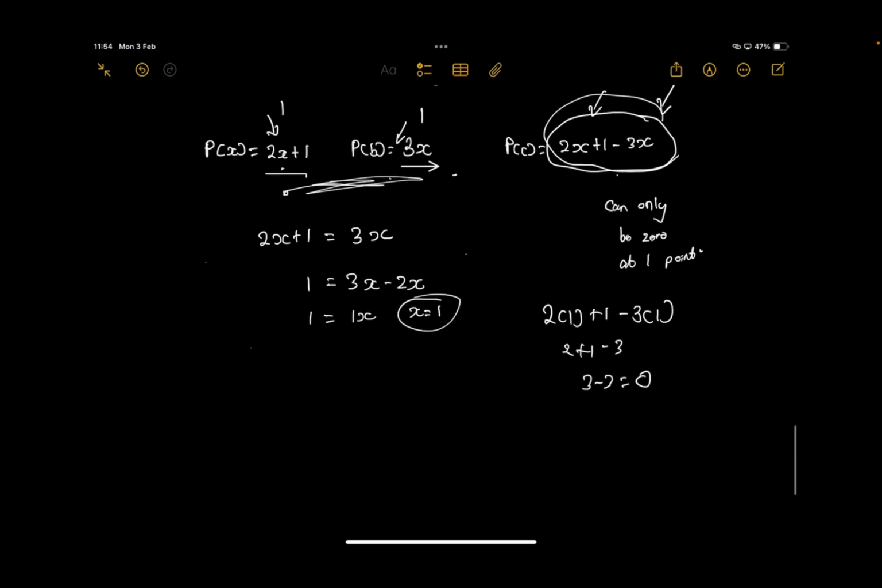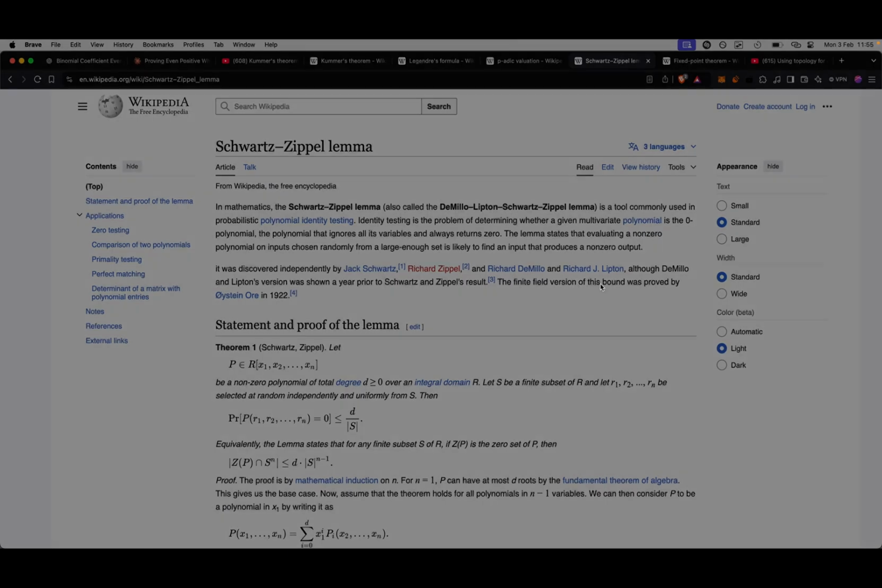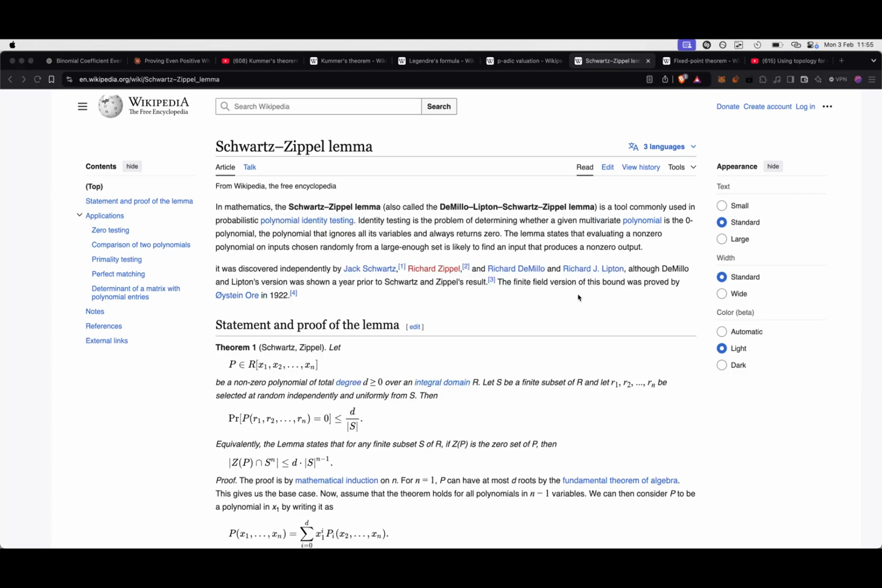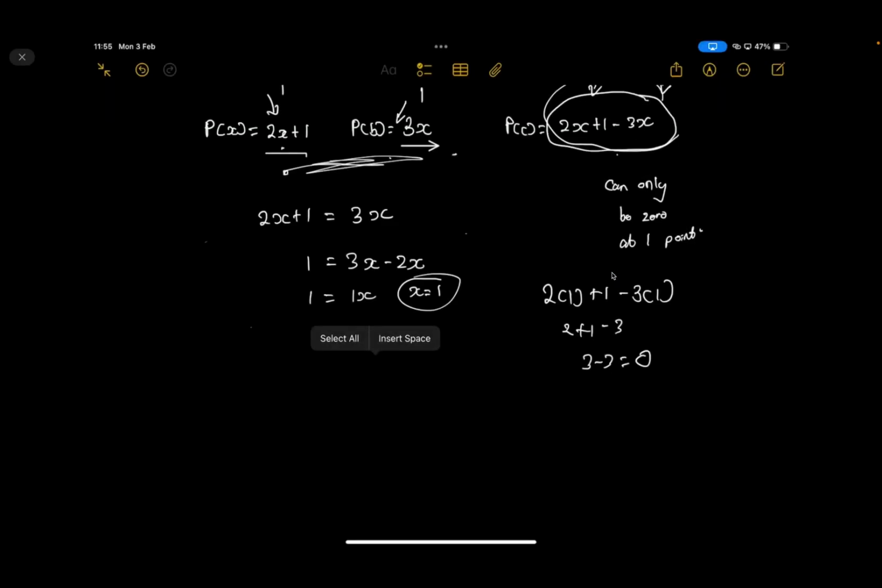But wait. Now there's a problem with this. We want a 100% guarantee, and that 100% guarantee comes at a cost. We need to evaluate it at D plus 1 points. That D plus 1 point evaluation that we are doing is to determine if that polynomial is a zero polynomial.